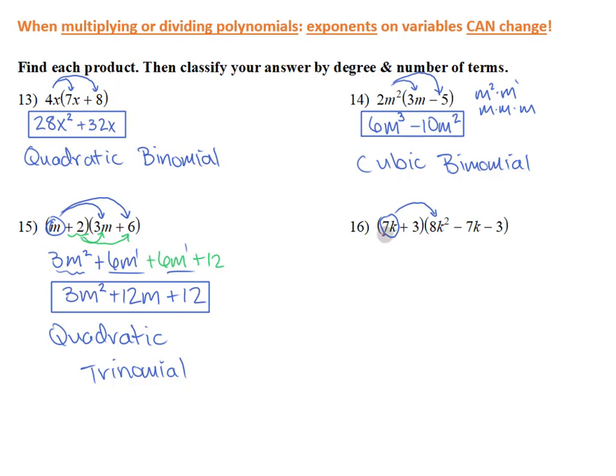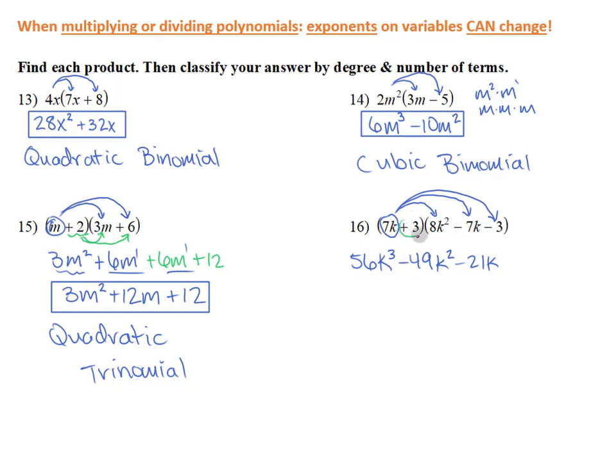7k times 8k squared. 7 times 8 is 56, and k times k squared makes k to the third. 7k times negative 7k. 7 times negative 7 is negative 49, and k times k makes k squared. 7k times negative 3. 7 times negative 3 is negative 21, and then we're just bringing the 1k over with our 7. Okay, so we've distributed 7k to everything.